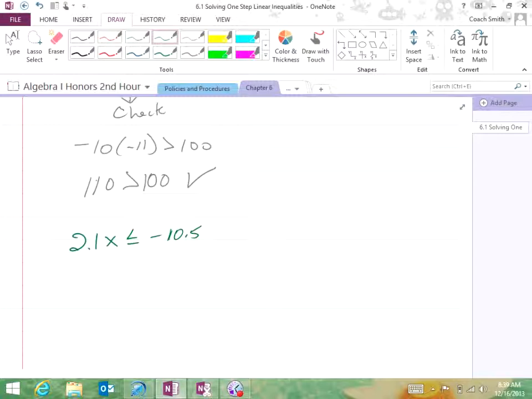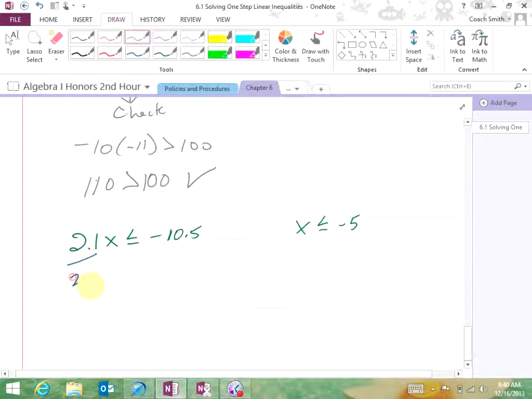All right. Brandon? X is less than or equal to 5. No. Greater than or equal to. Oh, wait, yeah. Zach? Negative. Okay. X is greater than or equal to negative 5. No. Owen? Yes. X is less than or equal to negative 5.